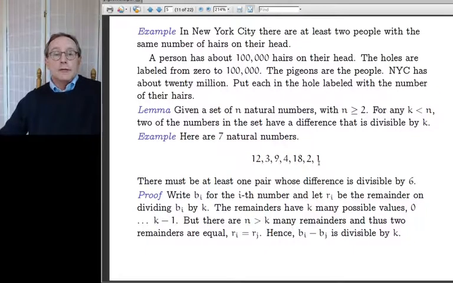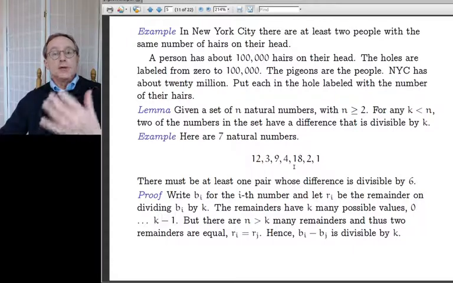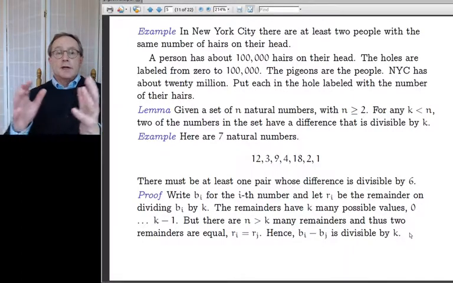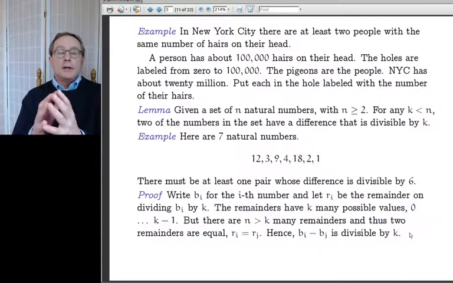And there's only 6 possible boxes. This is like 7 pigeons and 6 holes. Some hole gets 2 pigeons. So the remainders have k many possible values, 0 to k minus 1, but there are more than k many remainders, and so 2 of the remainders are equal. Well, if 2 numbers give the same remainder, then one minus the other is divisible by k. So you have this collection of numbers, and no matter what you do, you can't make the property disappear.